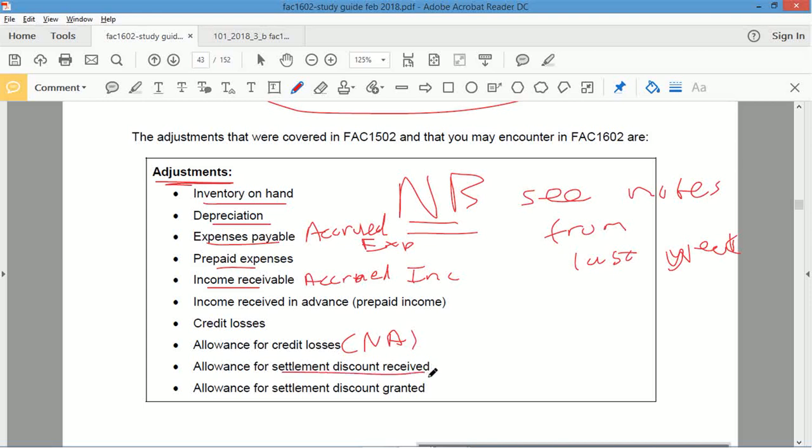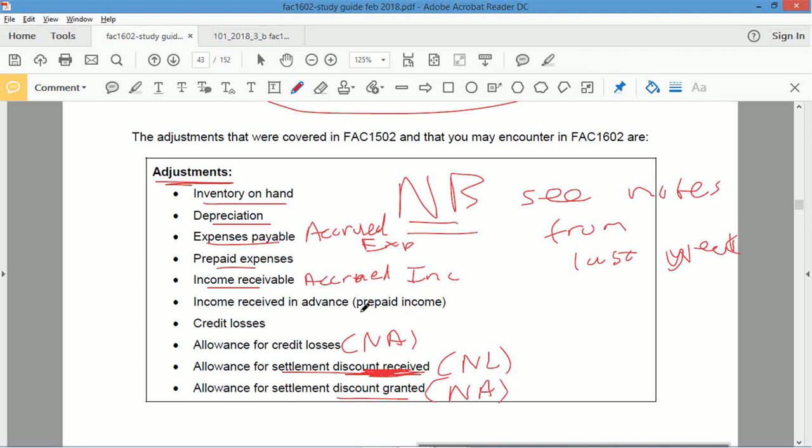Allowance for settlement discount received. Settlement discount received is what? An income. Discount received is something that we receive. So if it's an allowance for a discount, it's going to be a negative asset. No. Discounts that you receive come from where? From who? The debtor or the creditor? The creditor. Discounts received come from the creditor. So it would be a negative liability because it reduces the liability. Allowance for settlement discount granted. Discounts are granted to who? Debtors. So that'll be a negative asset.